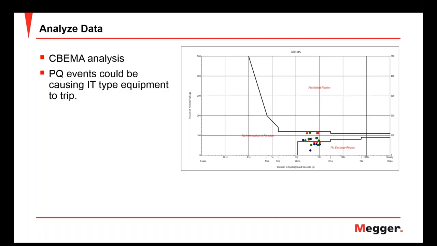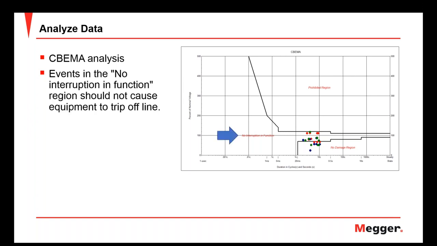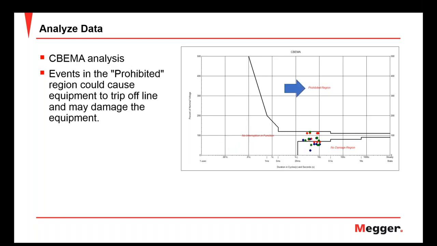This chart plots all my events, and I have 3 sections in here. I have the no interruption in function region, so any events within this area are okay. They shouldn't cause a problem. I then have this prohibited region. If an event occurs here, not only could it trip a piece of equipment offline, but it could damage that equipment. Then I have this no damage region, which means an event that occurs here could trip the equipment off, but it shouldn't damage it. And you can see I have multiple events that occur here.